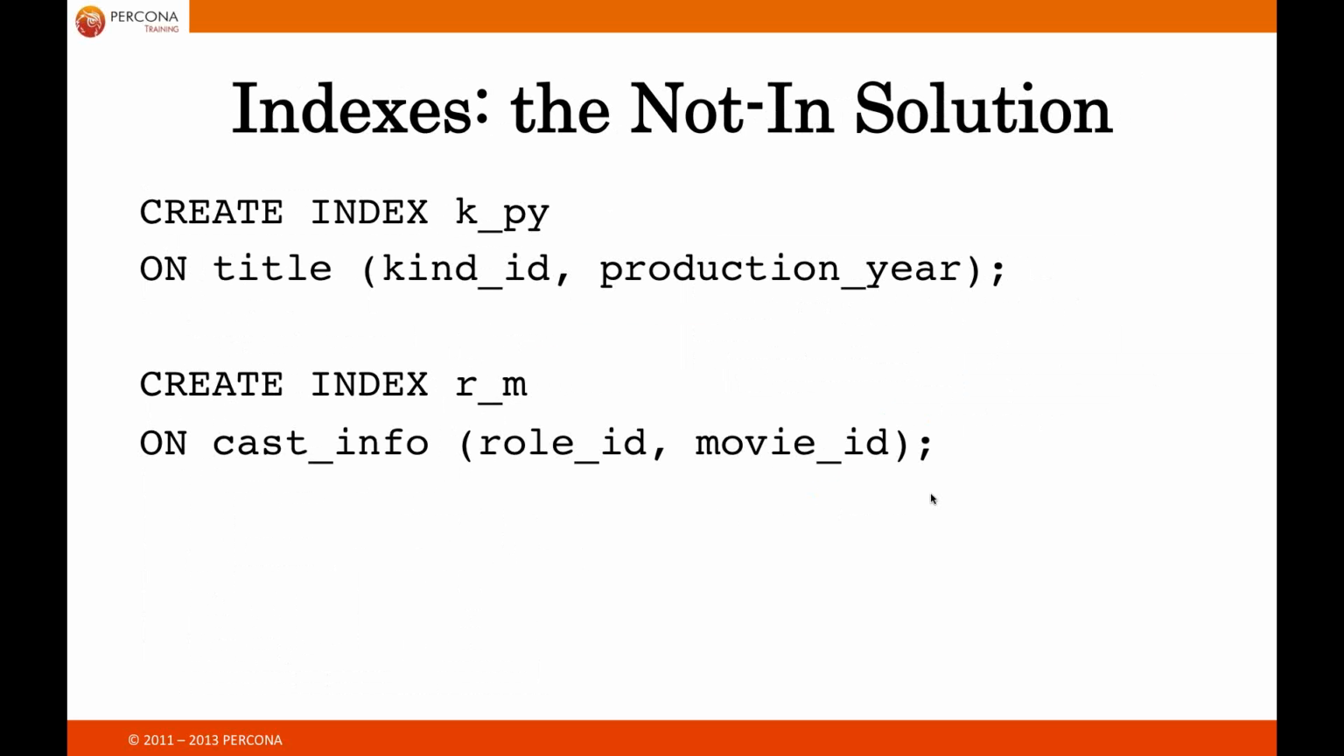The indexes that I created for this query were identical to the ones in the first example, searching for the kind ID and a range on production year for the title table, and on the cast info, looking up by role ID. And then although the movie ID wasn't part of the WHERE clause, it was returned by the query, so it was useful to have that for the sake of a covering index.